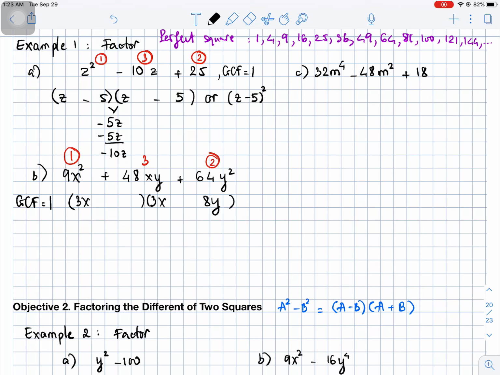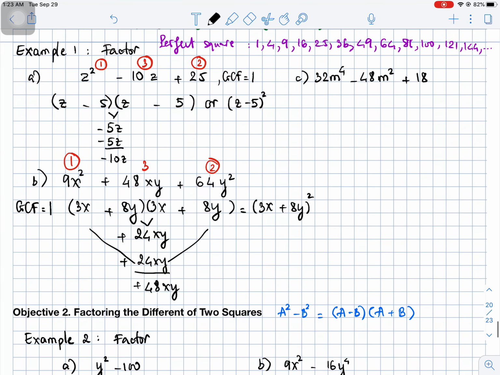To get step number 1, 9x squared, we should have 3x and 3x. To get 64, we should have 8y and 8y. Now multiply the inside, we have 24xy, and outside is also 24xy. Write down step number 3, 48xy. In order to get 48, we should have plus for both. Then you can write the problem as 3x plus 8y squared.